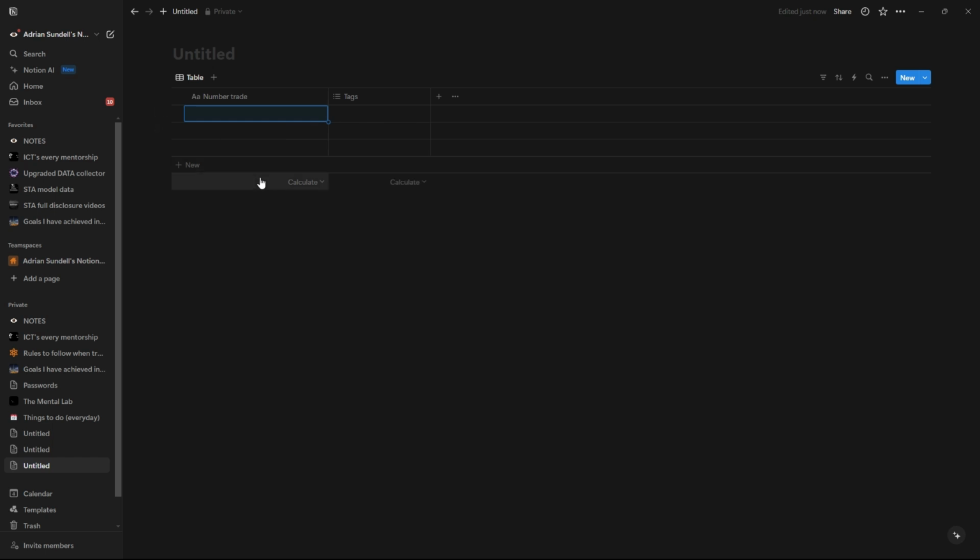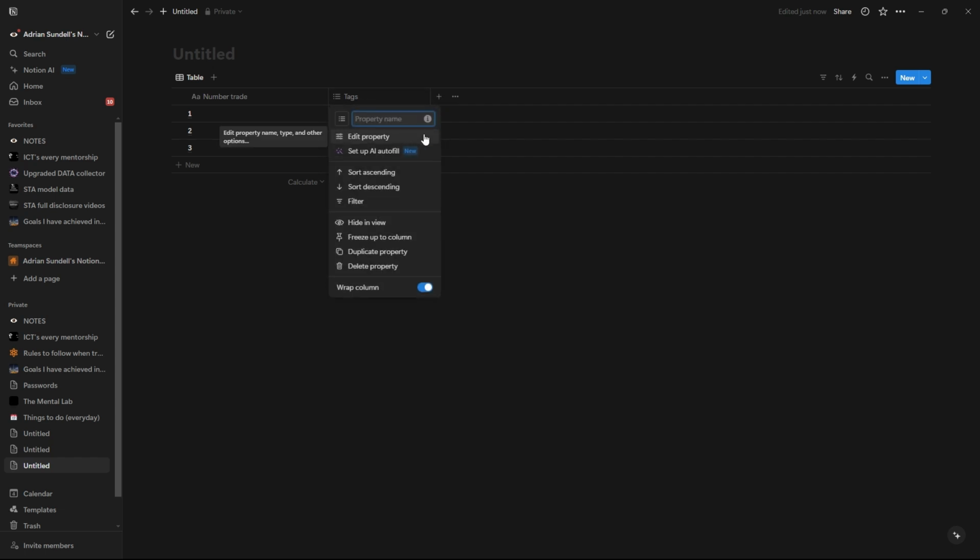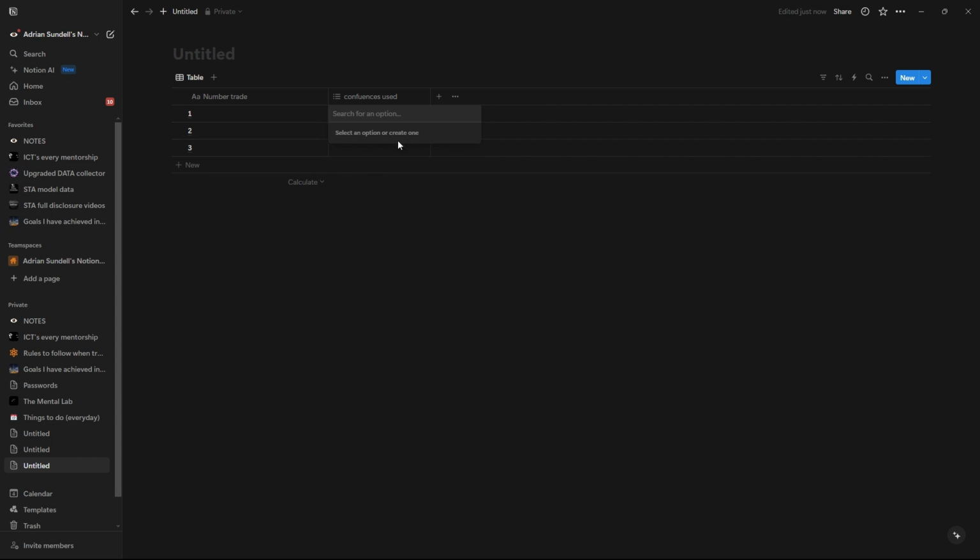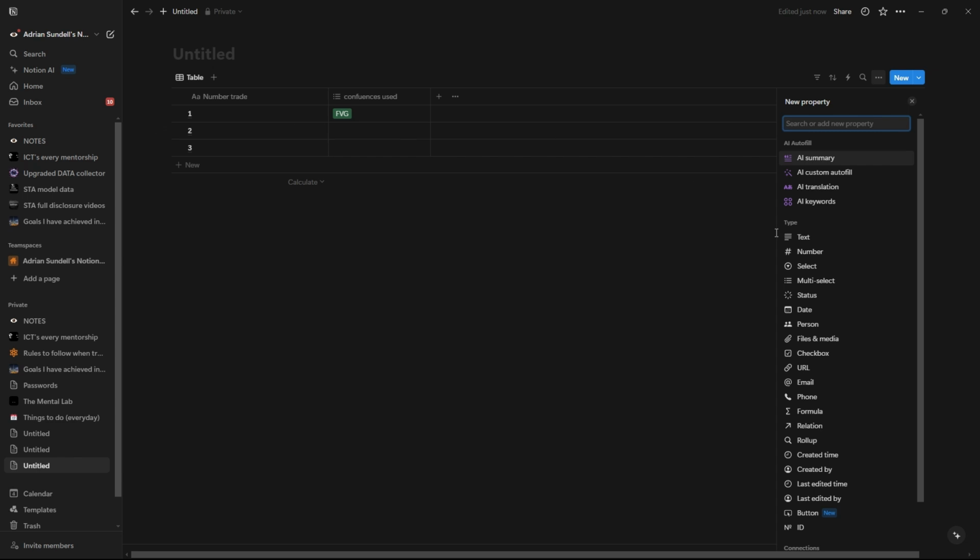So I wanted to quickly add that so you understand how you collect that. Here you can just add number of trades, like which number you're on. For example, you take one trade, number one, your second trade, 2, 3, you get it, right? In here you can also add tags, and with tags you can add confluences, used to see which PD array or whatever actually works best for you. So you can maybe add FVG or whatever. This is purely examples.